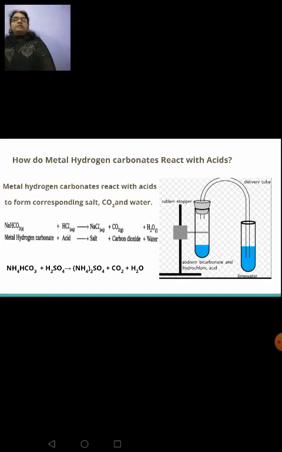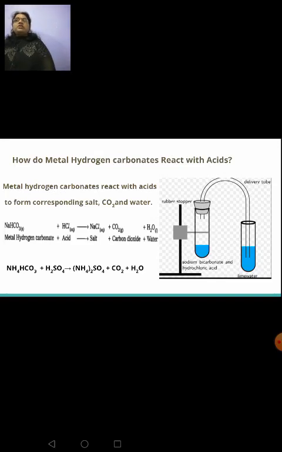Next we will learn how metal hydrogen carbonates react with acids. Metal hydrogen carbonates, when we say hydrogen carbonate, it is nothing but your bicarbonate. The best example that I can give you is sodium bicarbonate, what we use at home while making those spongy cakes and all, in order to ferment the food items, sodium bicarbonate, right? So this also we will be performing in the lab. Sodium bicarbonate, when it reacts with hydrochloric acid, here also it forms the corresponding salt, liberates carbon dioxide gas, and water is also formed. Clear?